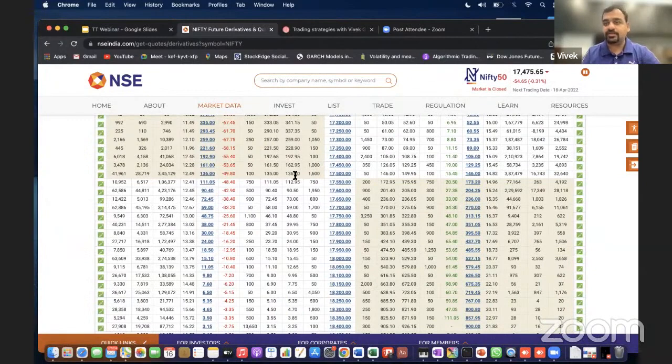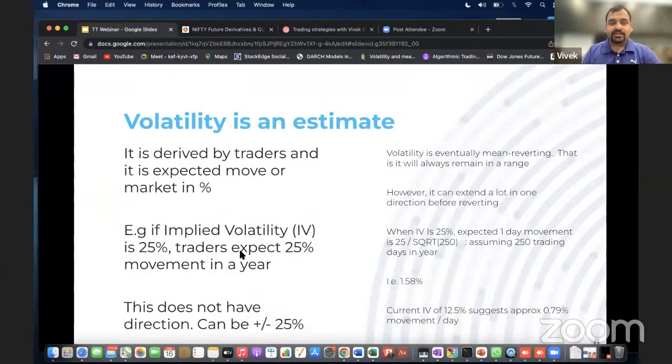So that is 21st of April. This option is basically showing IV as 12.49. So basically the expectation of the traders is that the Nifty is likely to move by about 12.5% in 1 year. This volatility is like an annualized number. Now, how do we use it actually for our trading?